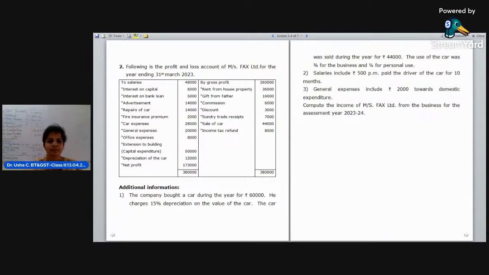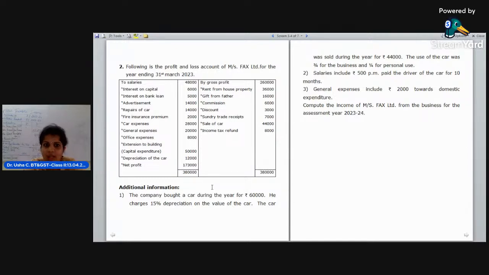Next is gift from father. Is it a business income? Not at all, right? Where do you take this gift from father? Will you take it under house property head? Business? No, because gift from father is not business. Is it capital gain? No. But this gift from father can be taken under income from other sources.